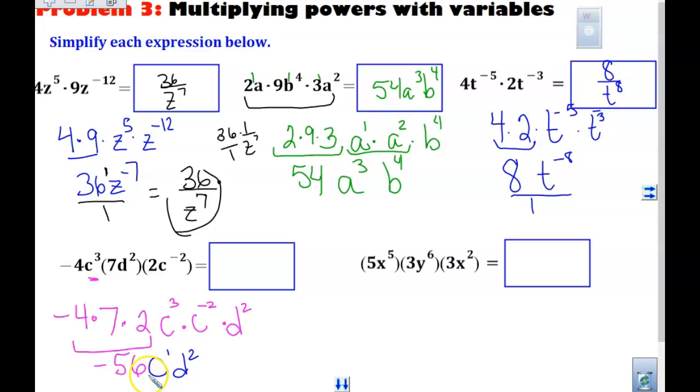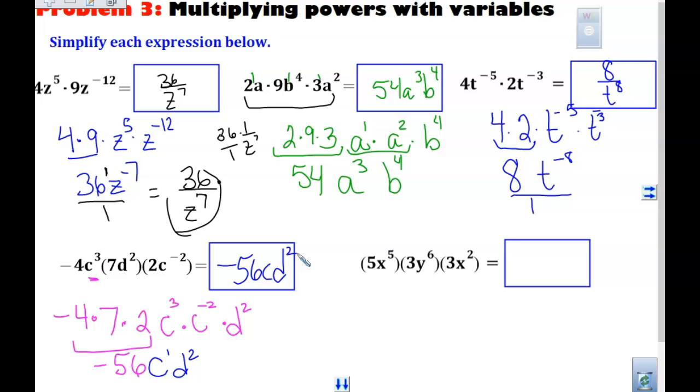It's negative. Some say yes, some say no. Maybe no. Is it a negative exponent? Then don't move it. Negative numbers are okay. It's okay to be negative even though we prefer people to be positive. Negative 56 c d to the second, right? Only negative exponents move down, not negative numbers.